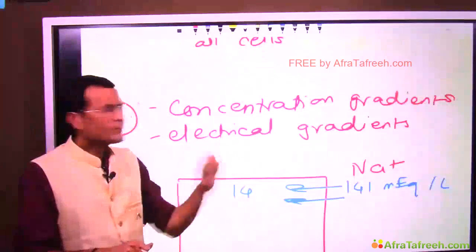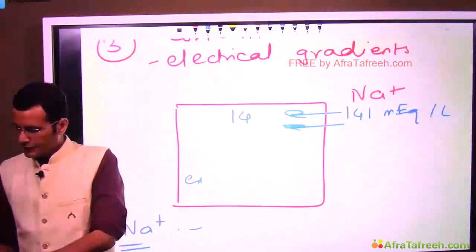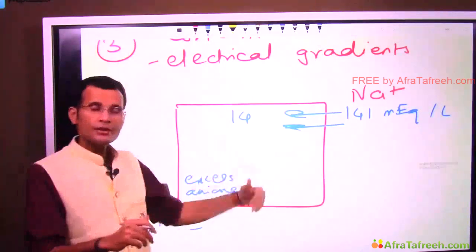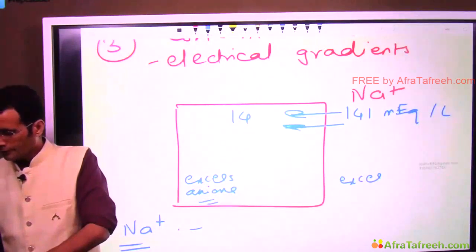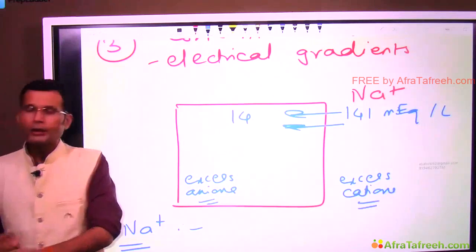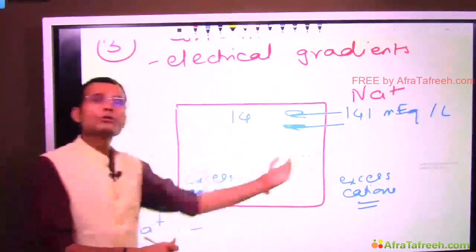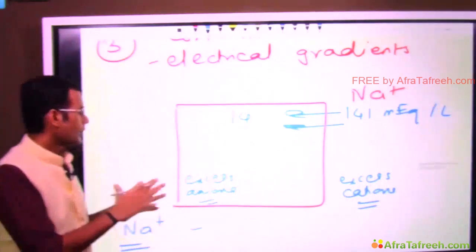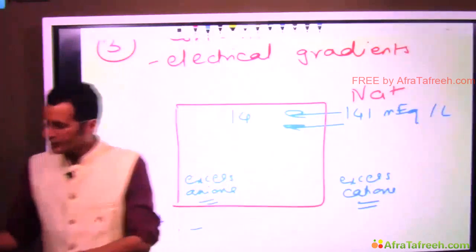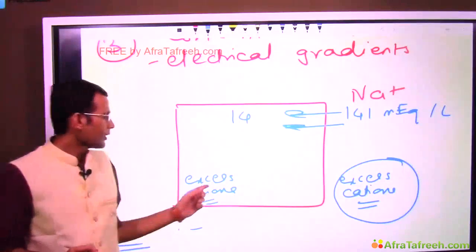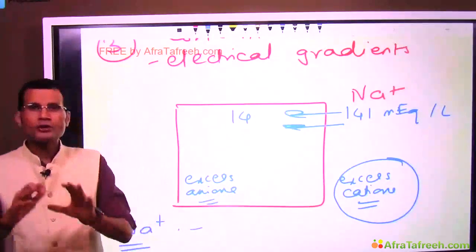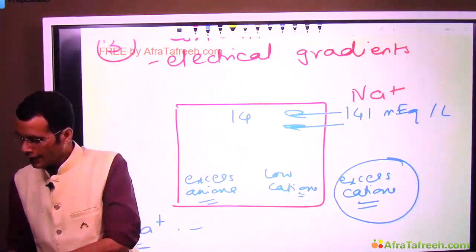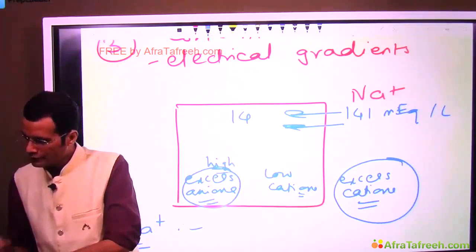Remember, we saw it just some time back that there are excess anions inside the cells, and that means relatively excess cations on the outside. We are talking in relative terms here, relative to each other. So when I say excess anions, it's in relation to the ECF. So you see, there are excess cations on the outside, I mean high concentration of cations on the outside, and relatively low cations and high concentration of anions inside the cell.